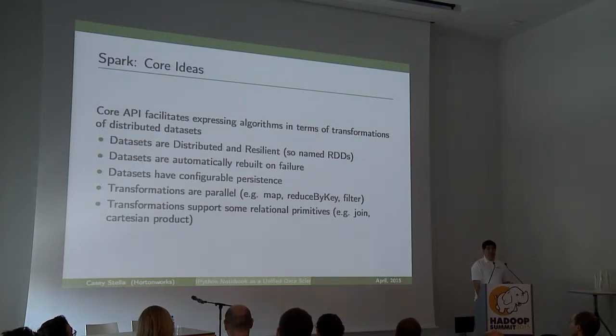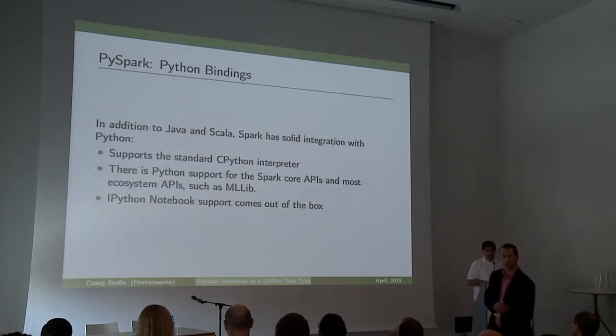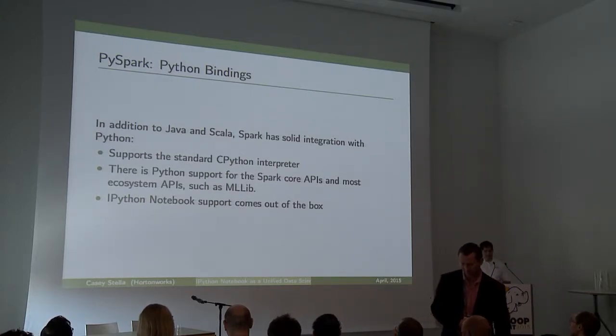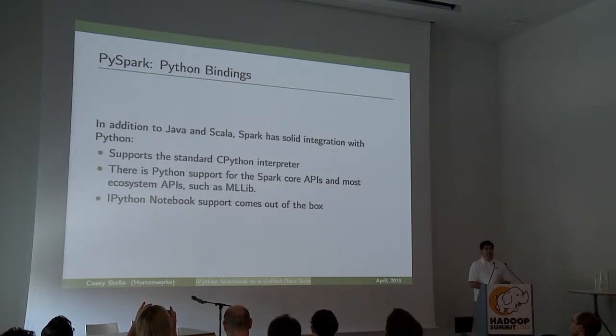Transformations are in parallel. It's a distributed system. It's a parallel system, and they support some relational primitives. Okay, so the important thing about the Python bindings here is that Spark supports the standard CPython interpreter, right?